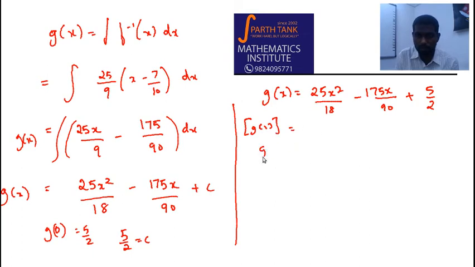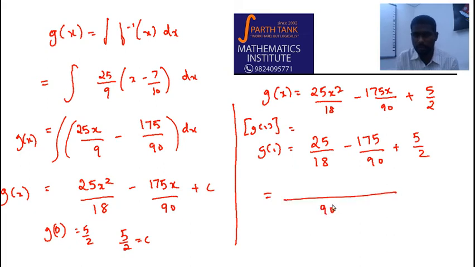G of 1, first of all, is going to be 25 by 18 minus 175 by 90 plus 5 by 2. This becomes, if I take the LCM, 5 times, so 125 minus 175, and then here to make it I need to multiply by 45 and 45, so it becomes 225. So 225 plus 125 is 350 minus 175 by 90.